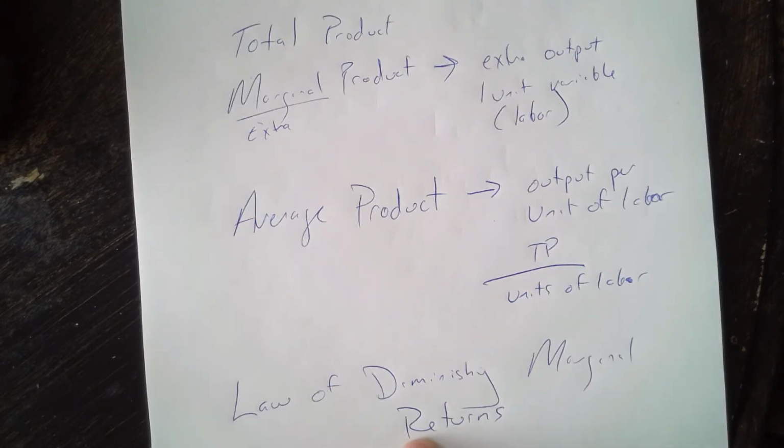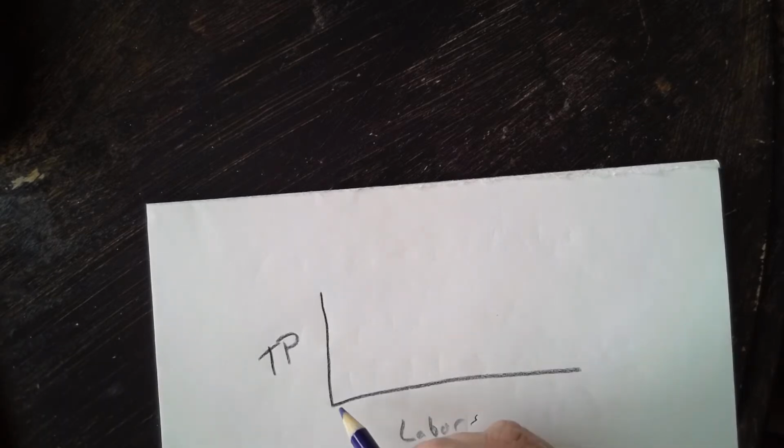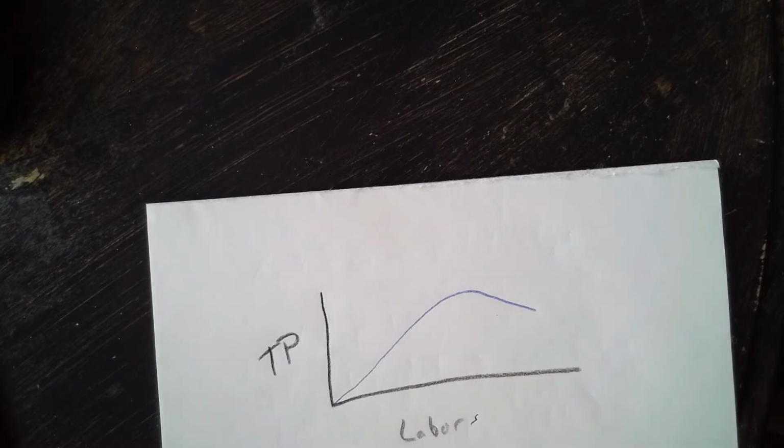All right. So let's look at this visually. When we look at these graphs, we're going to start with total product, and these are the units of labor. So this kind of looks like your total utility graph, where it's going up, up, up, and then it'll hit a peak and then it'll start to decline.